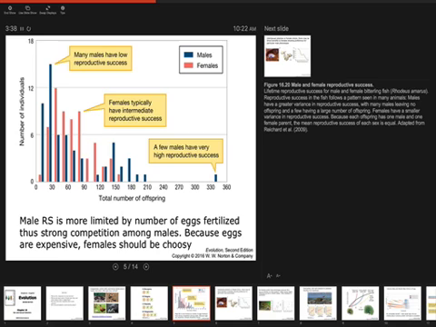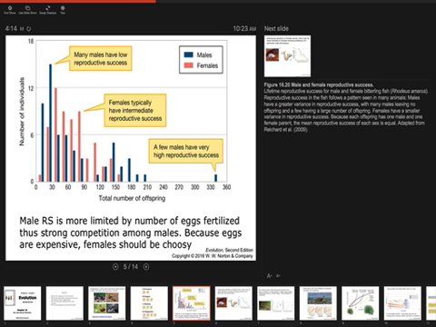In polygynous mating systems, what looks different about this distribution? It kind of goes like this, doesn't it? That's not a normal distribution, is it? This is what's called a leptokurtic distribution. So what do you have a lot of? Yeah, you have a lot of males who don't reproduce at all, who have been unsuccessful in getting matings. And so the idea here is many males have low reproductive success.